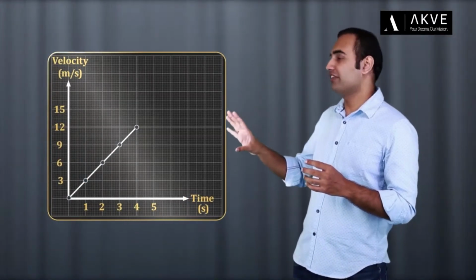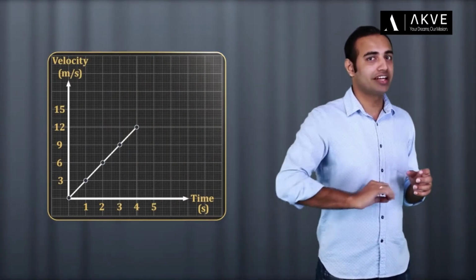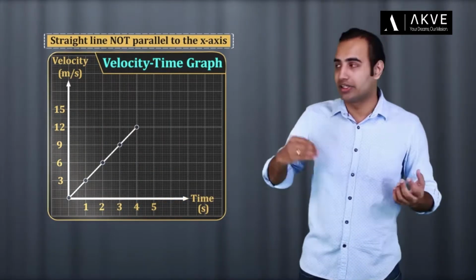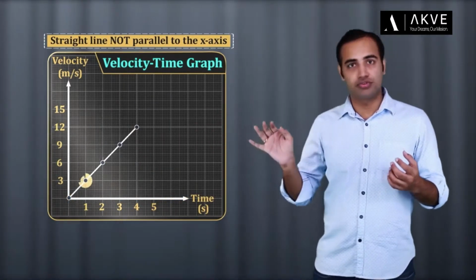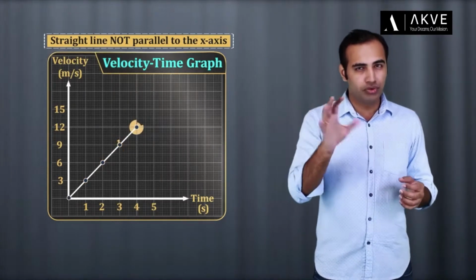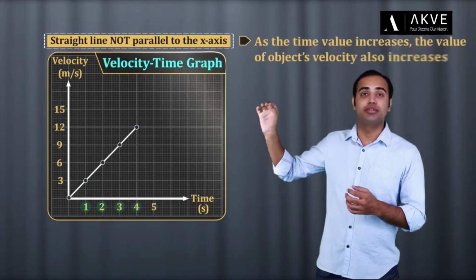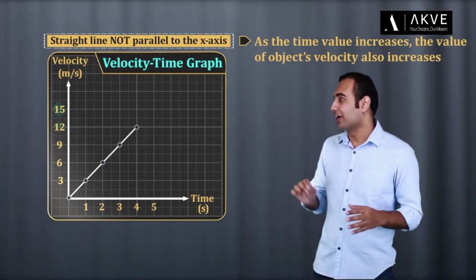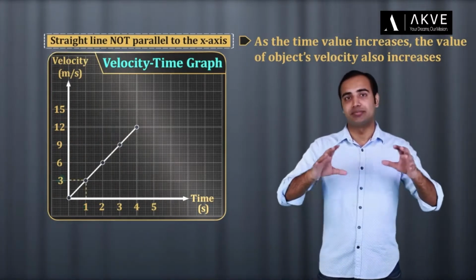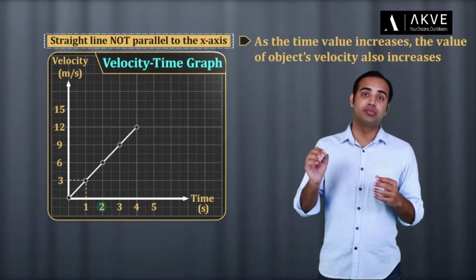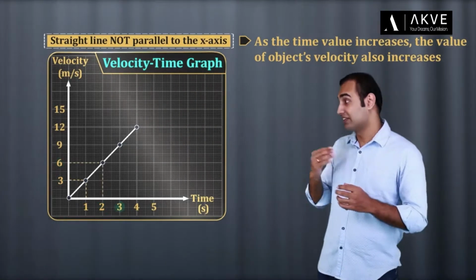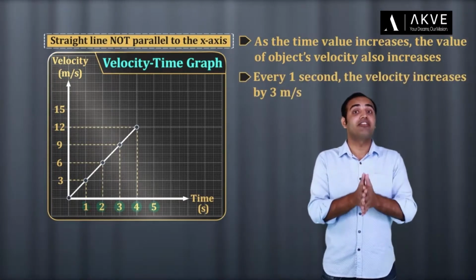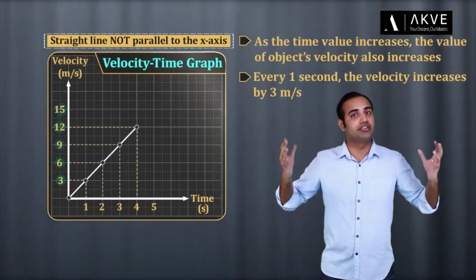So over here you can see we have another velocity time graph, but this time we have a straight line that is not parallel to the x-axis. This straight line begins at the origin and extends out following a certain pattern. Now notice here that as the time value increases, the value of object's velocity also increases. At 1 second, the object's velocity is 3 meters per second. At 2 seconds, the object's velocity is 6 meters per second. At 3 seconds, it's 9 meters per second and so on. So every 1 second, we have an increase of 3 meters per second velocity.